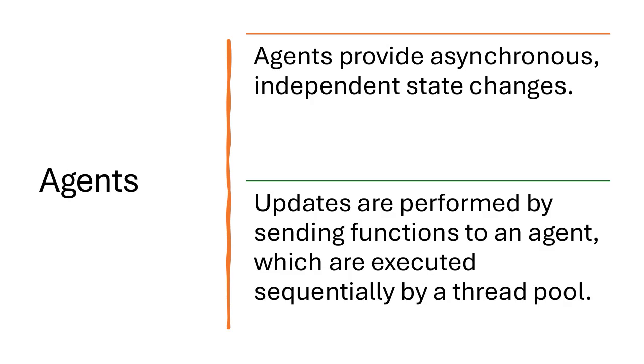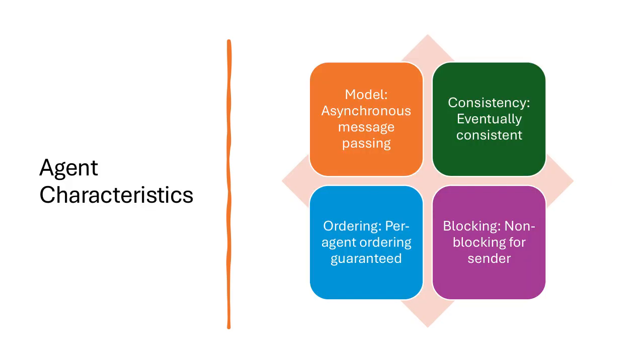Agents allow state changes to happen independently and asynchronously, meaning they don't block other operations while updating. These updates are made by sending functions to the agent, which then processes them one at a time in order using a thread pool. This ensures changes happen sequentially without conflicts, making it easier to manage state safely in concurrent environments. Agents operate using asynchronous message passing, which means they communicate by sending messages without waiting for an immediate response.